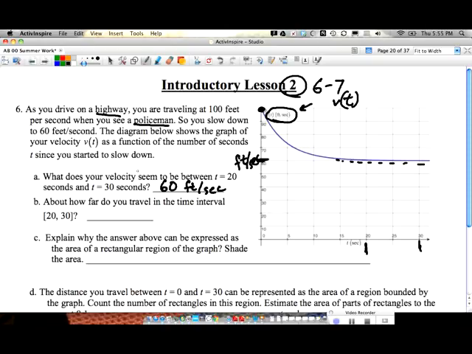But how far did we travel? Well, there's an old relationship that talks about distance.